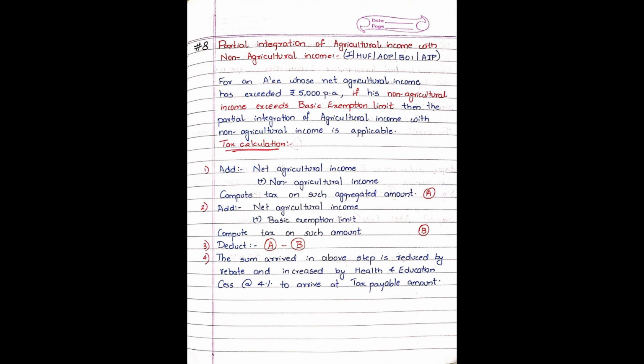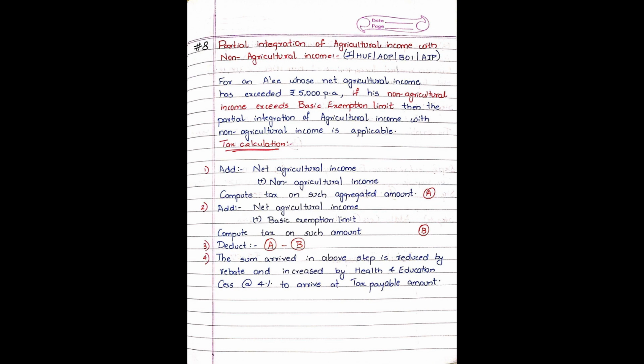Now let us discuss the next concept, that is partial integration of agricultural income with non-agricultural income. Generally, this concept is applicable to individual, HUF, AOP, body of individuals and artificial juridical persons, where an assessee is already having non-agricultural income exceeding the basic exemption limit, and on top of that he is earning net agricultural income exceeding rupees 5,000 per annum. Then the partial integration of agricultural income will be applicable.